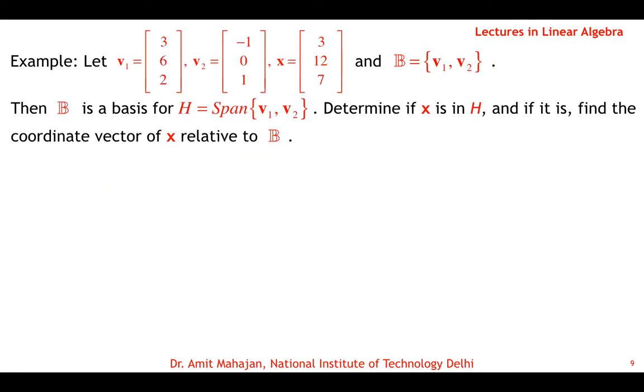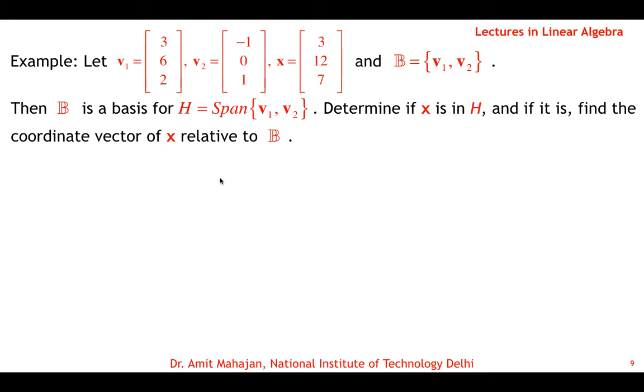Now take one more example here. Say let v1 be a vector in R3, v2 a vector in R3, and x a vector in R3, and B is a basis which consists of two vectors v1 and v2. Then B is a basis for H, where H is the span of v1, v2. So H is a subspace of R3 whose basis is B. Determine if x is in H. So we have to find whether this x belongs to this subspace, and if it does, find the coordinate of x relative to B. So we have to find the B coordinate of x.